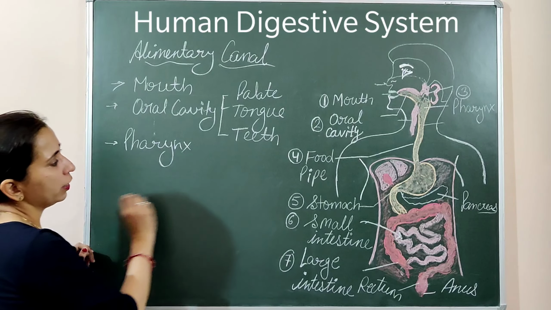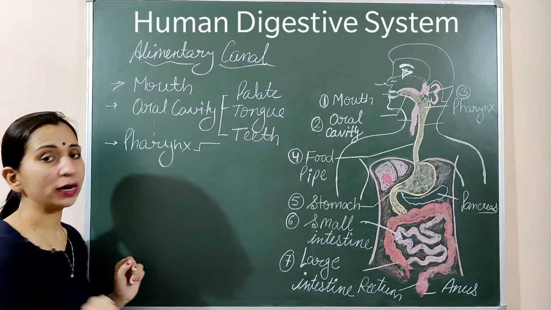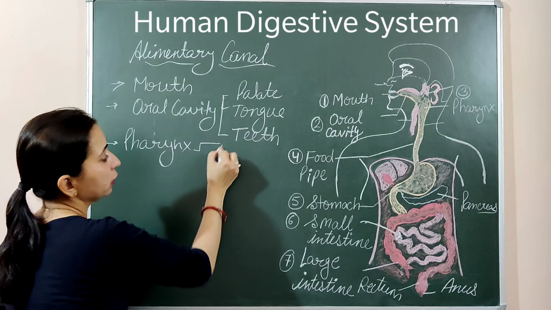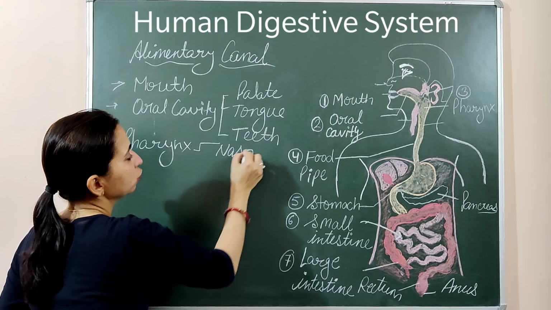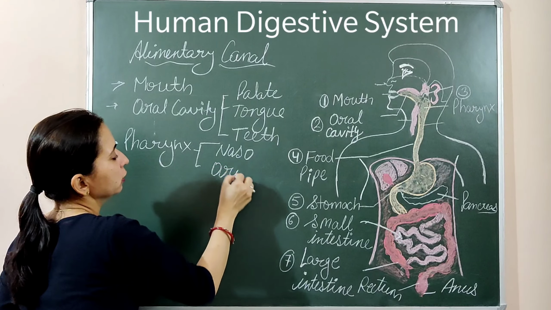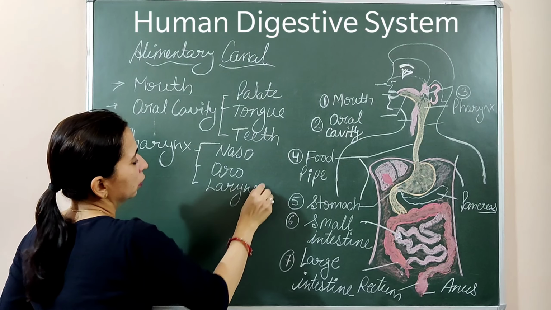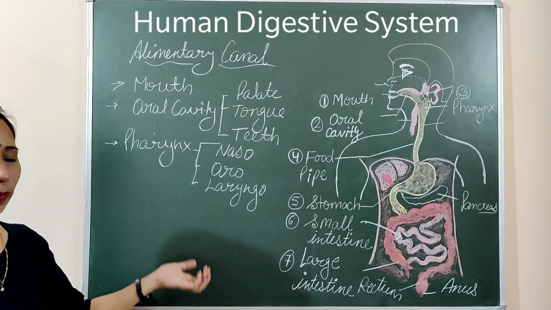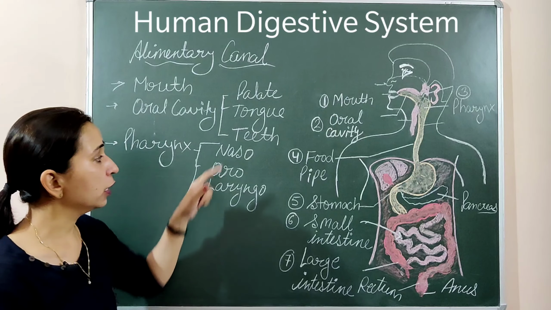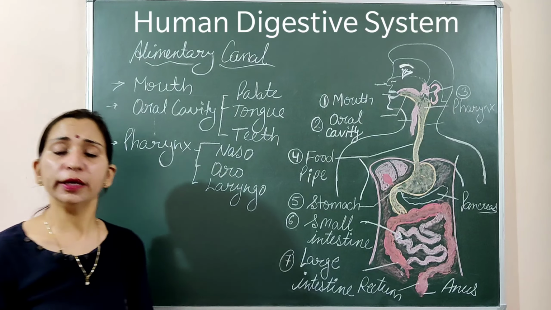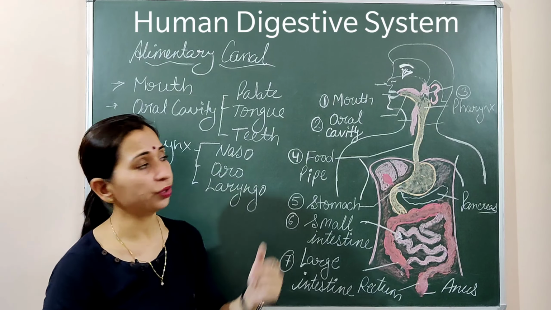So this part pharynx is further divided into three parts. Pharynx को हम further divide करेंगे three parts के अंदर. That is nasopharynx, oropharynx and laryngopharynx. Laryngopharynx, that is the larynx part. Larynx के बारे में भी हम अभी आगे पढ़ेंगे. Nasopharynx, oropharynx and laryngopharynx. These are the three parts of the pharynx.